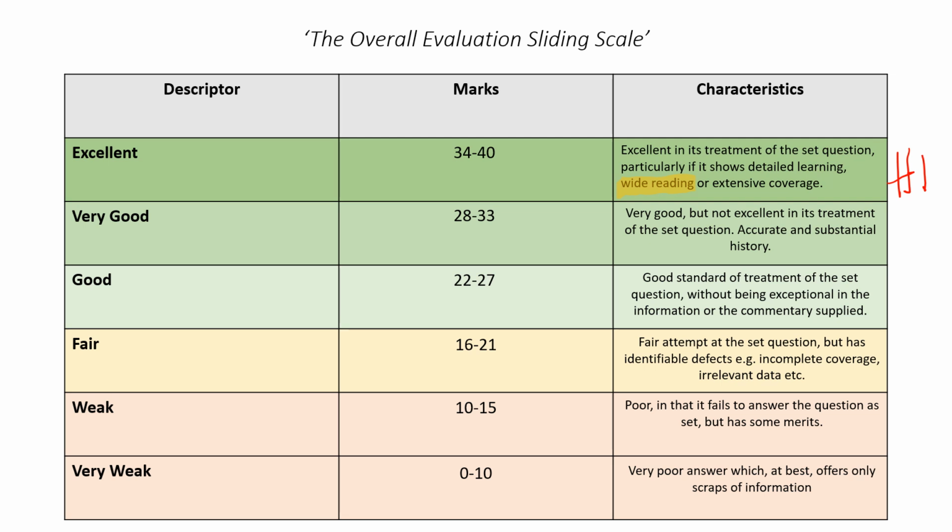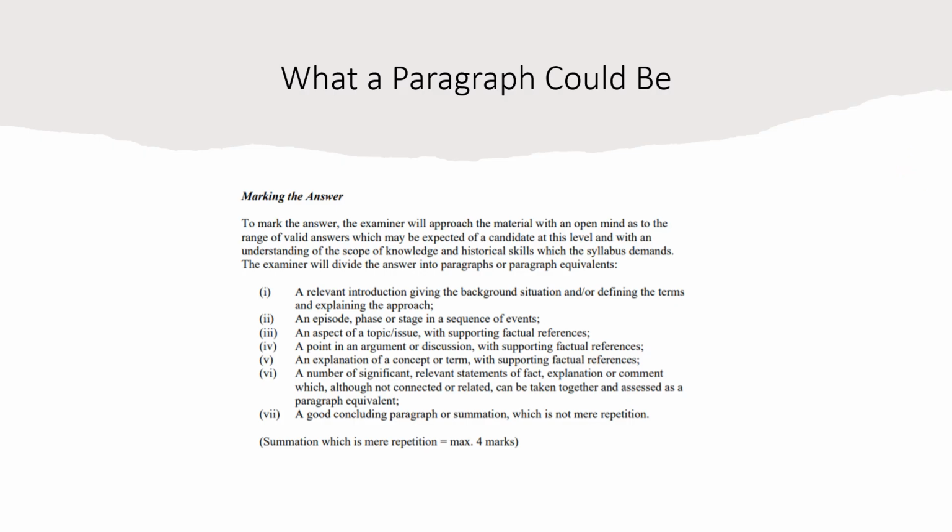So that's our sliding scale, that's our OE, and hopefully we understand from an examiner's perspective how they're marking your OE in your exam as well. It's really important, and what I can't stress enough there is that idea of wide reading if we're looking at that H1 standard. The Leaving Cert History marking scheme also tells us what a paragraph could be.